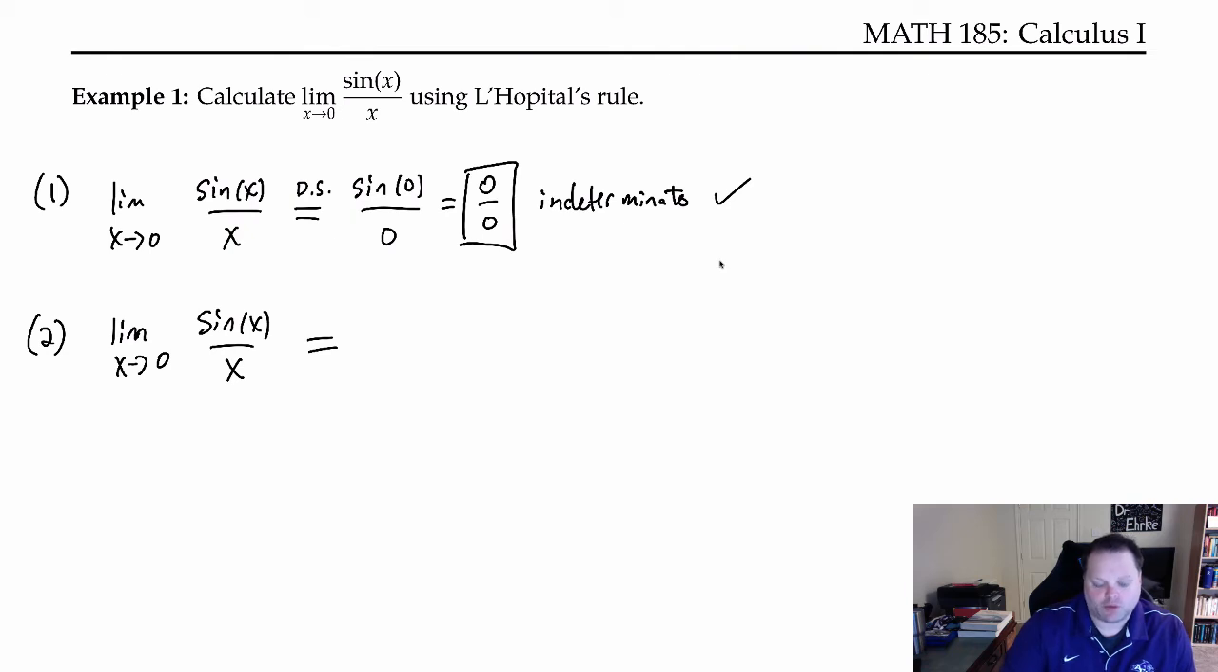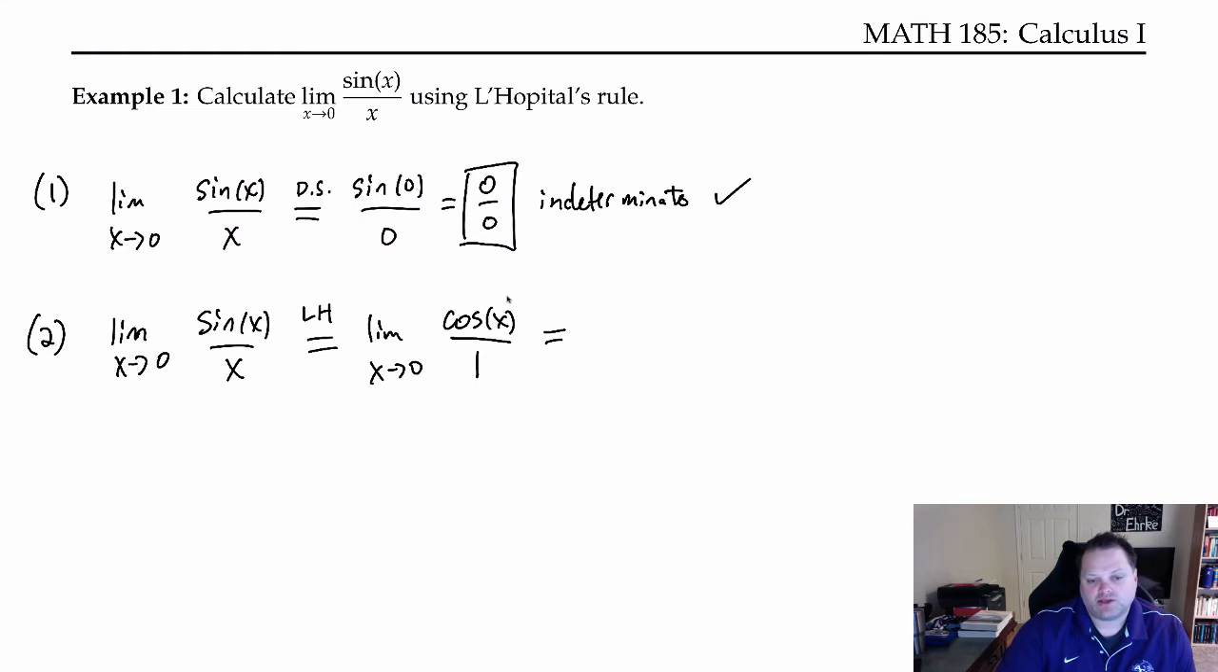I'm going to say equals, and then I'm going to write an LH above the equal sign. This is indicating to the person reading the work, or the grader, which would be me, that from this step to this step, you're applying the rule that we just talked about, L'Hopital's rule. So L'Hopital's rule says I can take the limit, but replace sine with its derivative. So the derivative of sine is cosine. Replace x with its derivative. The derivative of x is 1. And then retake the limit.